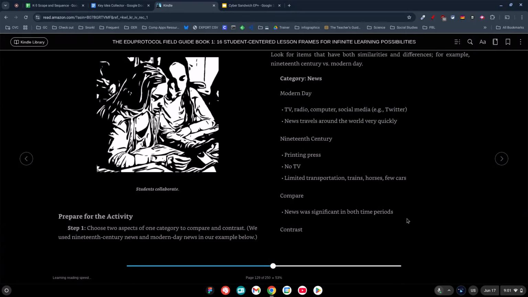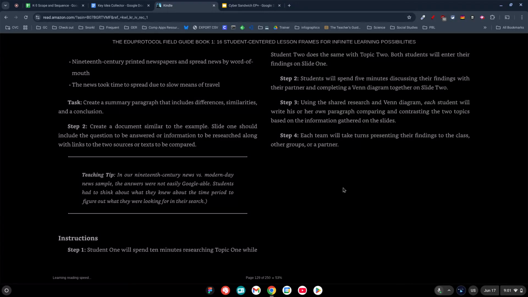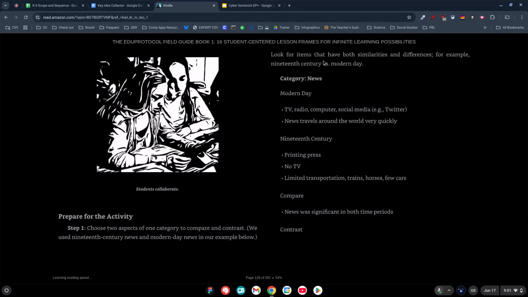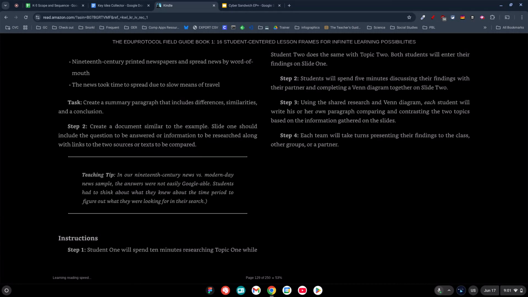So here's some examples that they give of some content that you might choose. We'll look at an example right here, but they're going to research topic one while another student does topic two. In their example, someone's going to look at modern day news and do some research. Someone's going to look at 19th century news and do some research. After they do that, they're going to discuss with each other. They're going to identify some differences and similarities, and then they're going to summarize this information.